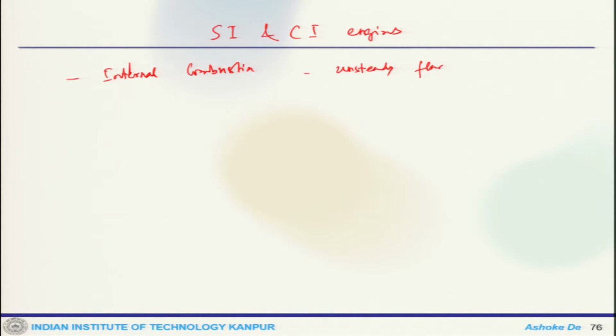Now, SI engine has a cycle which is known as Otto cycle, and this is basically for your gasoline engine, petrol engines, and CI engine is basically your compression ignition engine. This is for the diesel engine cycle. So, they have these things, and one can see schematically how these two things are different.